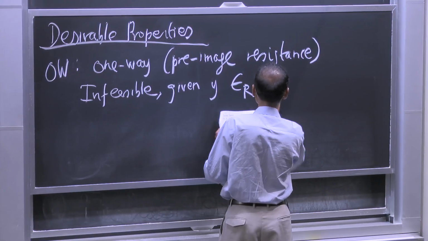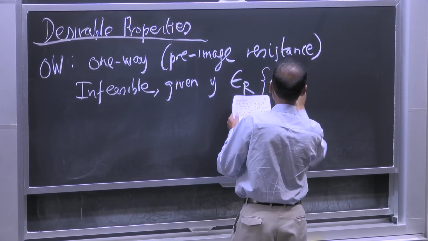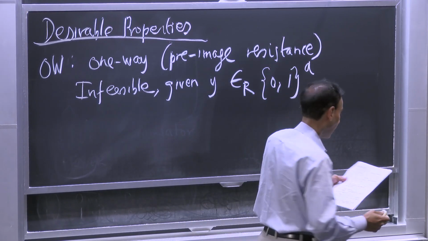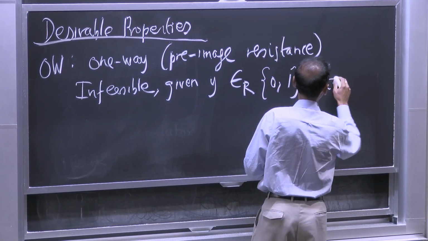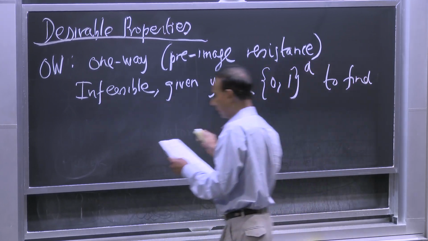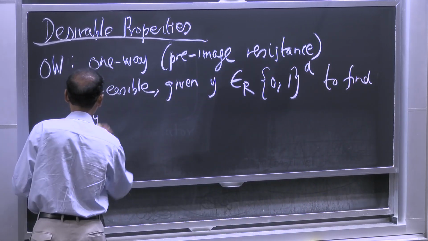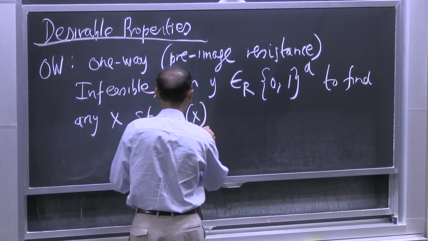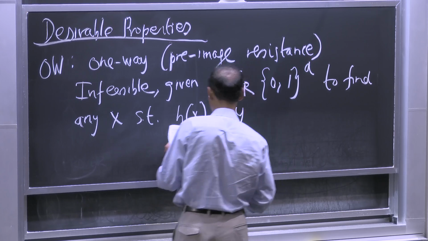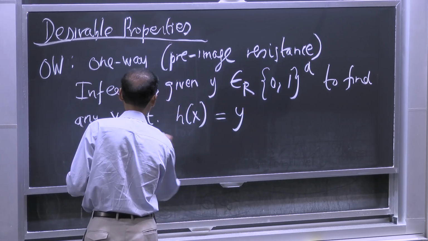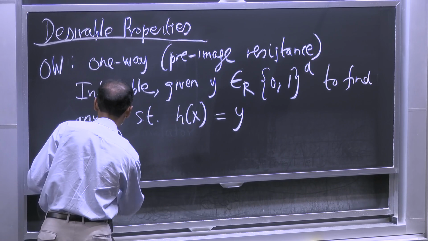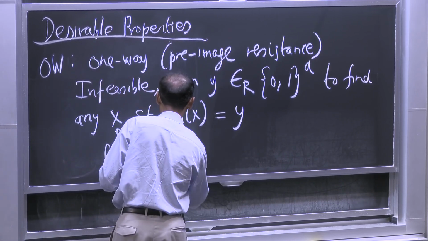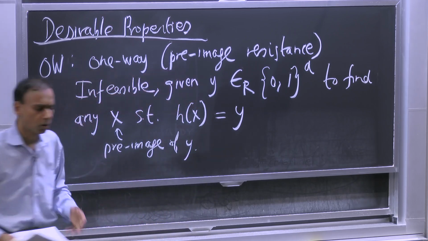which is basically a d-bit vector, to find any x such that h of x equals y, right? And so x is the pre-image of y, right? So what does this say?